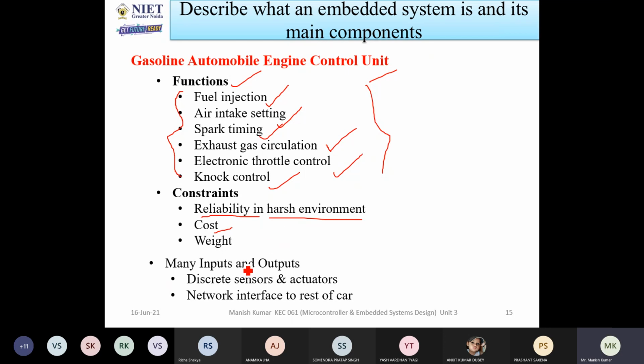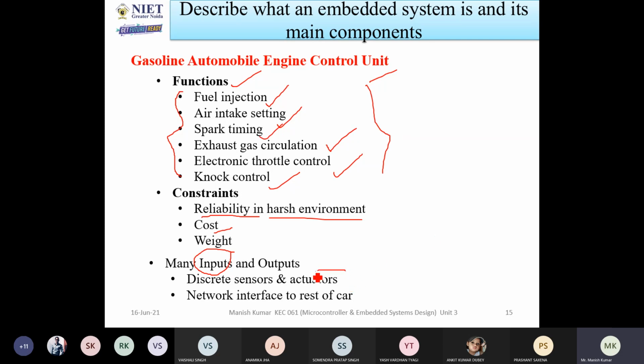Now, if we talk about the input and output devices, there are so many input devices and so many output devices. In the maximum cases, in the input devices, you are going to use a sensor. The sensor is sensing the inputs and sending them to the microcontrollers.